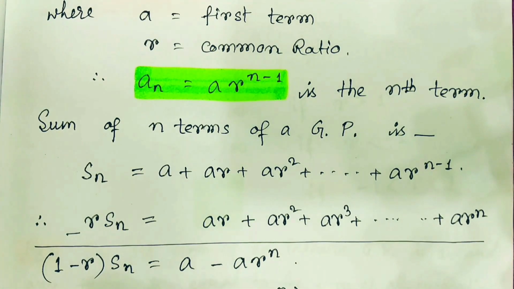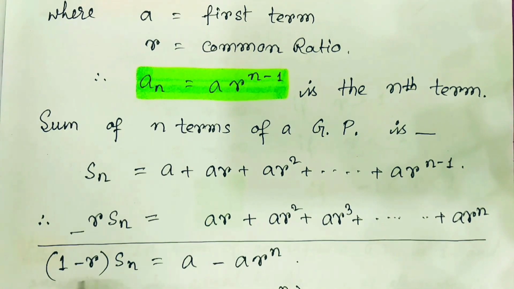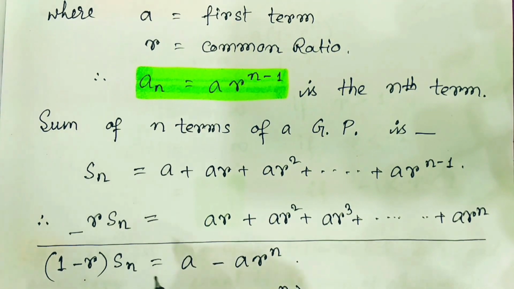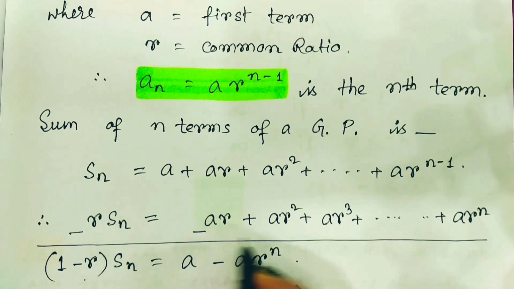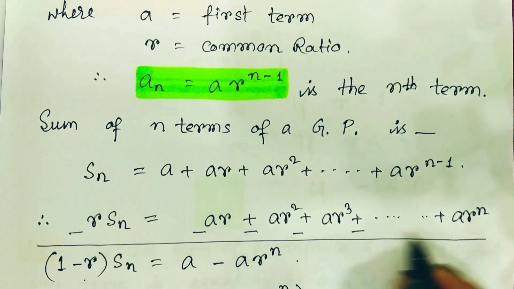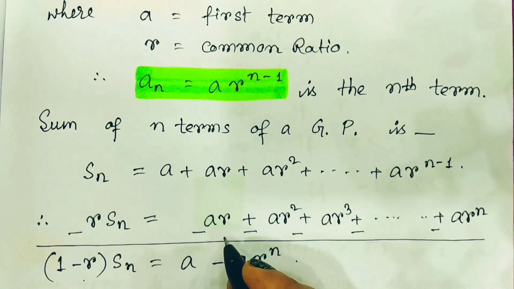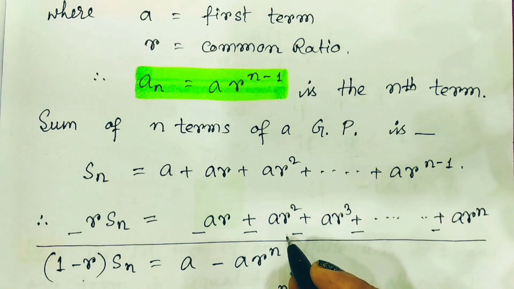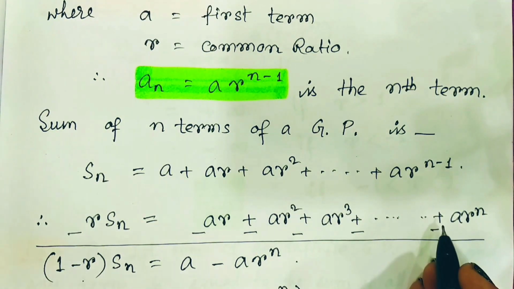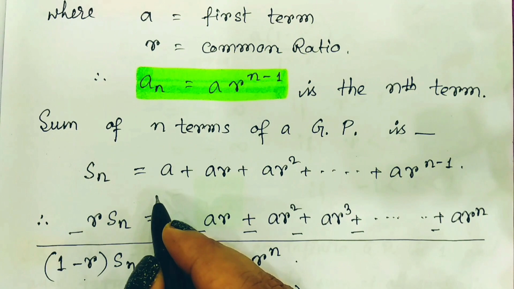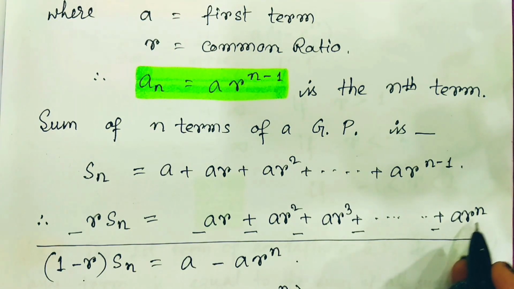If we subtract these two and take Sn common, it becomes 1 minus R into Sn. Now just look, here all are subtractions, so the same terms cancel out. These two same terms cancel out. In this way all the terms cancel out except this A, and here this AR to the power n.